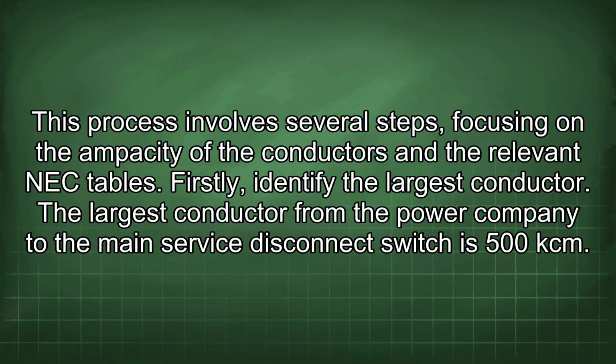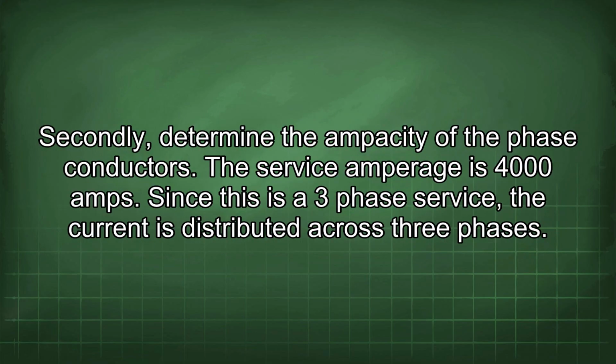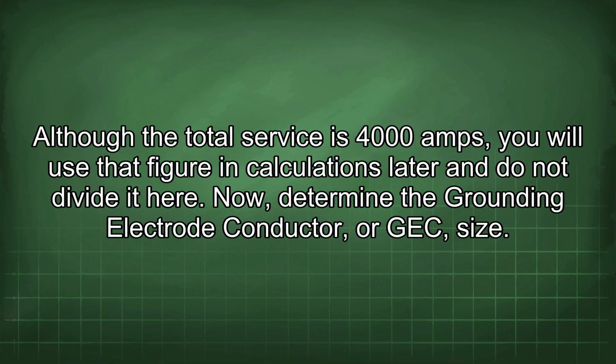Firstly, identify the largest conductor. The largest conductor from the power company to the main service disconnect switch is 500 kcm. Secondly, determine the ampacity of the phase conductors. The service amperage is 4000 amps. Since this is a 3-phase service, the current is distributed across 3 phases. Although the total service is 4000 amps, you will use that figure in calculations later and do not divide it here. Now, determine the grounding electrode conductor, or GEC, size.